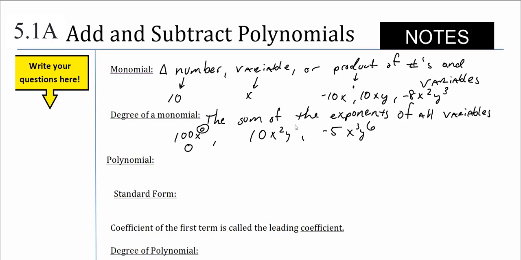This is a 2, that's a 1. So if I have 2 plus 1, then this is a 3. This one is a 3 plus the 6. And let's say I have a z to the 7 over here, just to be on the safe side. So 3 plus 6 plus 7 is 9, plus that is 16. So the degree on that last one would be 16.